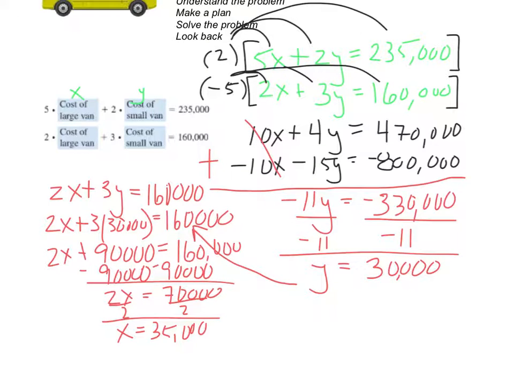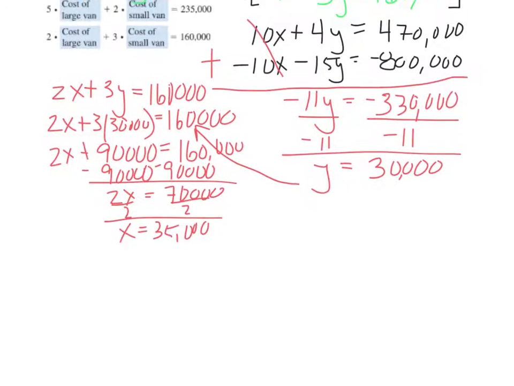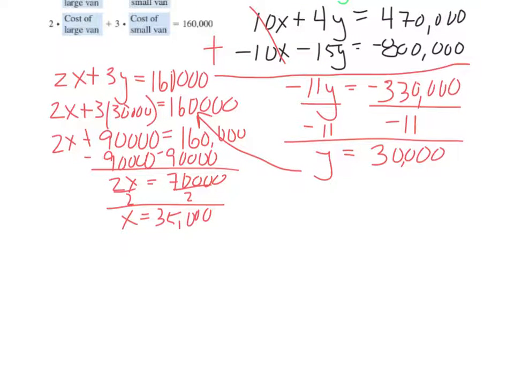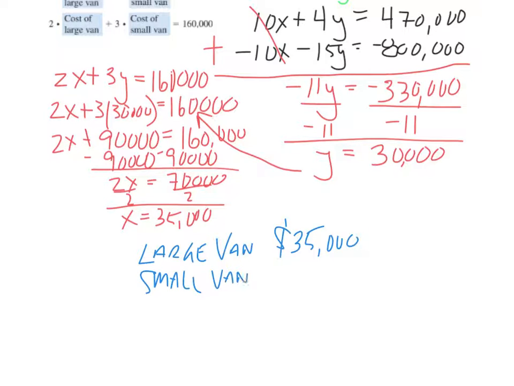And then, remember, we're in a word problem. So we don't want to just say x is 35,000, y is 30,000. We want to make sure we have a context and we interpret what those numbers mean. So the x was standing for the cost of the large van. So the large van is $35,000. The small van is $30,000.